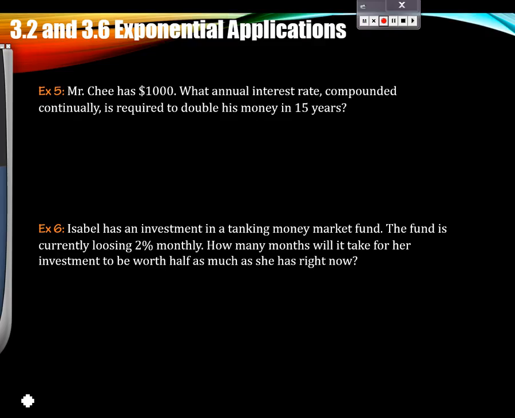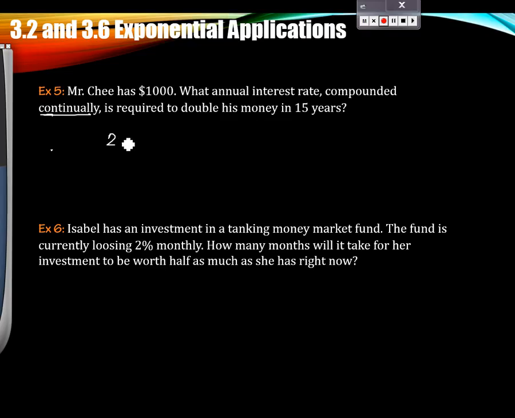All right, can we say something briefly, at least, about number 5? I guess we won't have time for 6, but that's okay. We'll do number 5 at least. I'll read it just for the sake of time. Mr. Chi has $1,000. What annual interest rate compounded continually is required to double his money in 15 years? So compounded continually or continuously is a highlight there that we want to make sure we say.